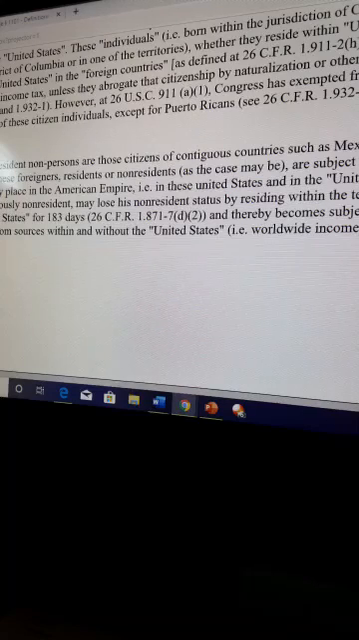Another type of non-resident, non-person are those citizens of contiguous countries such as Mexico, Canada, and other foreign countries. These foreigners, residents or non-residents, as the case may be, are subject to tax on income received from any place in the American Empire. All right, now let's remember the American Empire: North America, South America, Central America. All right. Australia and Austria, I believe, also fall within that. It's the United States of Canada, it's the United States of Mexico, it's the United States of America, the United States of Australia. And what's really interesting, when I started to research the seals in particular, I had a brilliant man show me this.